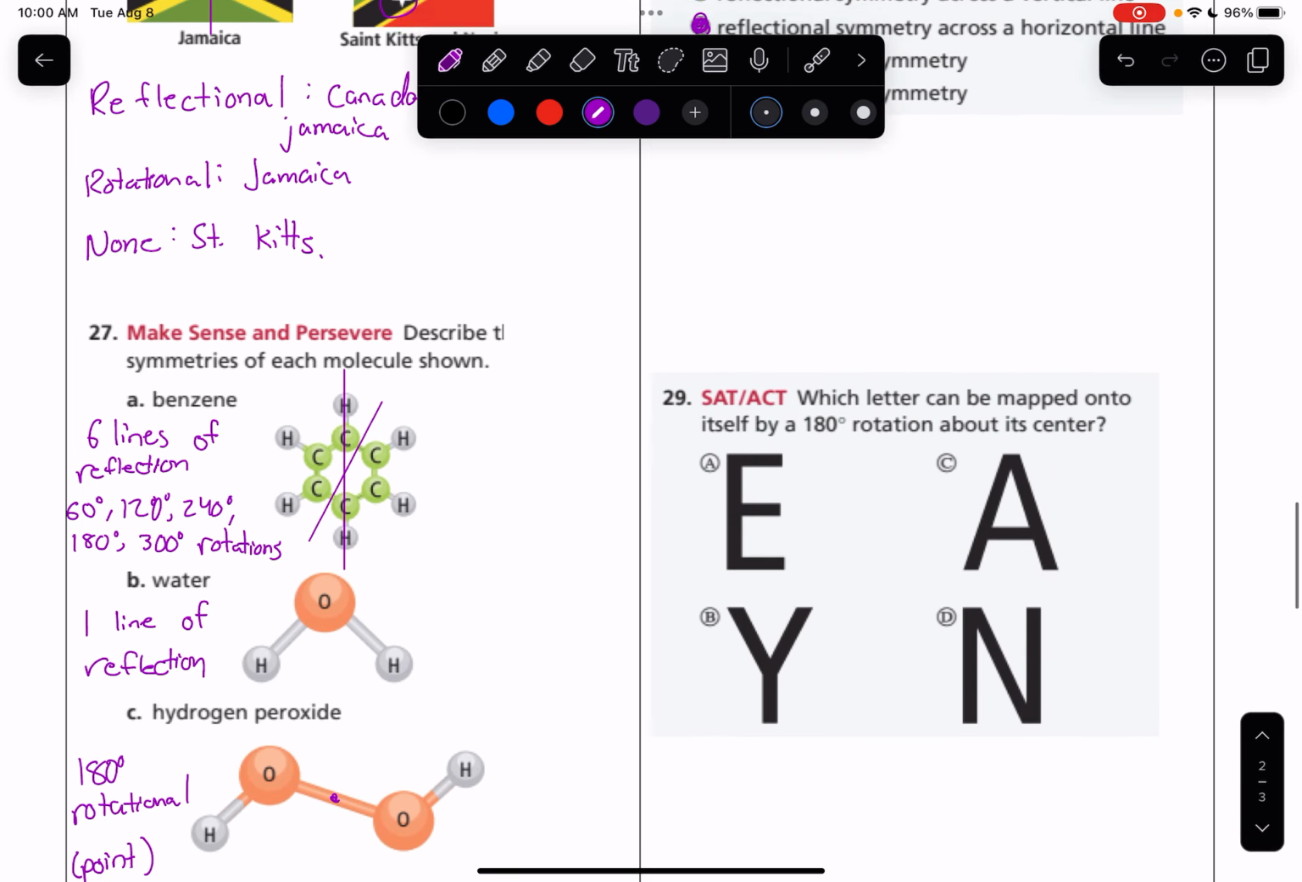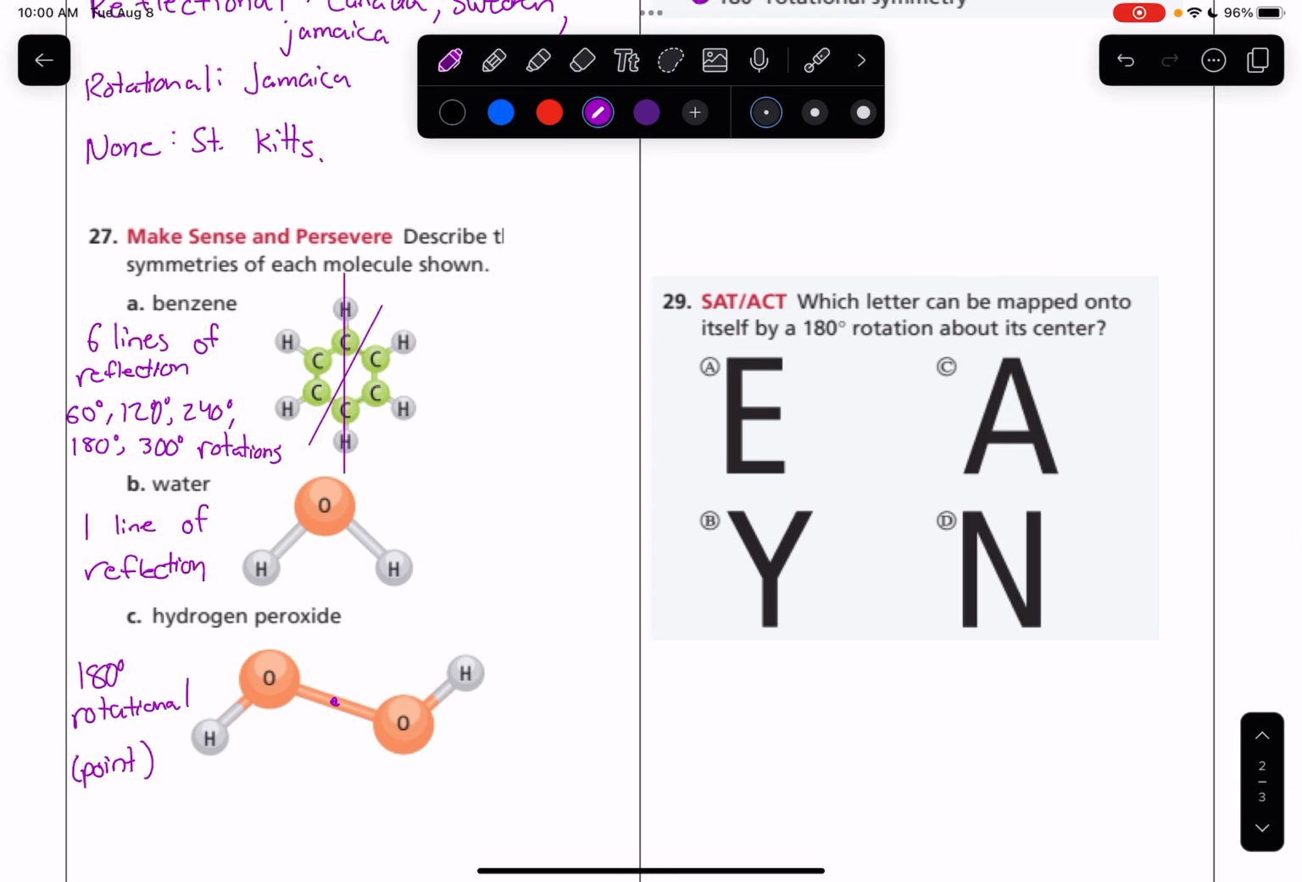And then 29, which letter can be mapped onto itself with a 180 degree rotation about its center? So if we're thinking the center of the letters, we're going 180 degrees around them. The one that's going to be the same as it was before is the letter N. It's going to be rotated around. It's going to map right back onto itself with a 180 degree rotation.